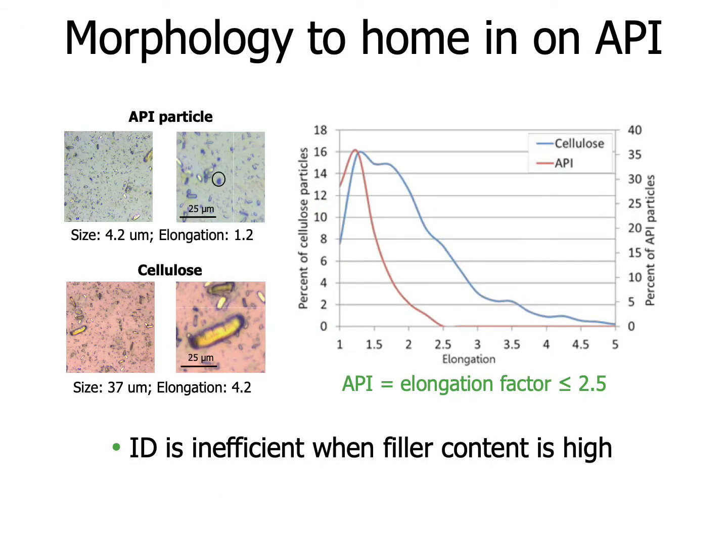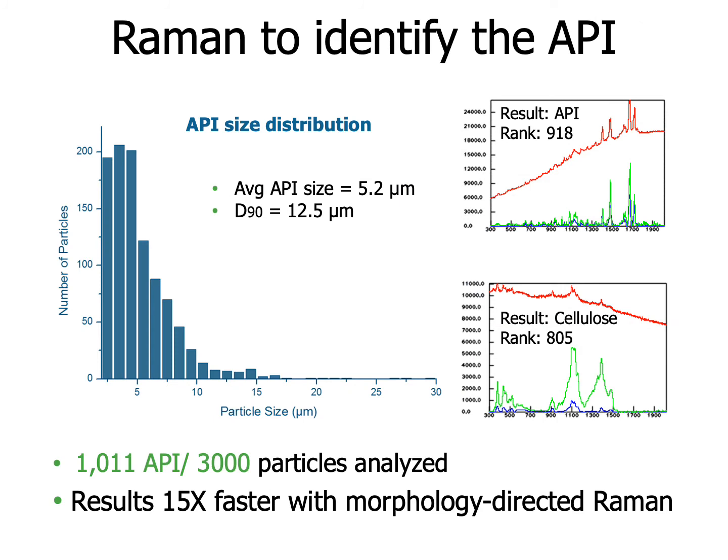So let's start with the sizing information. The API is about 4.2 microns and spherical. Cellulose, which is one of the fillers, is about 37 microns. These overlap, and the difference really is the elongation factor, where the API particle is spherical, the cellulose is not. So if we were trying to identify small particles or particles under a certain size, we can use the elongation factor so that we have a smaller sample set to analyze and focus on things that are less likely to be the filler material. When we did a particle count of the sample, it was about 45,000 particles.